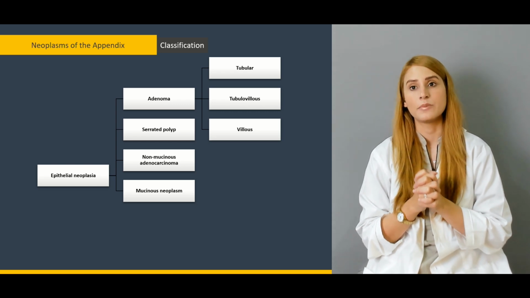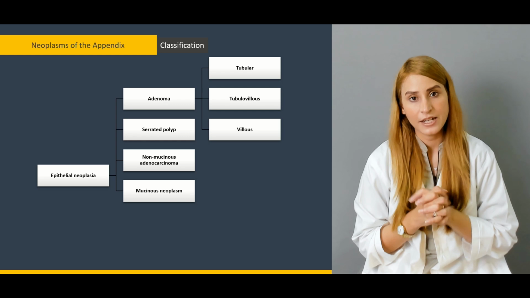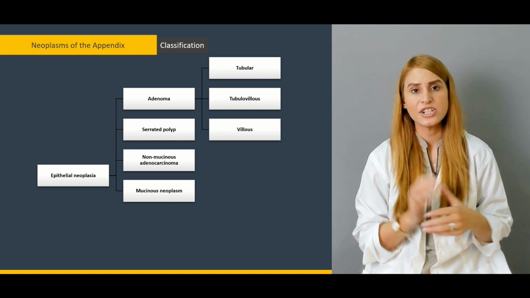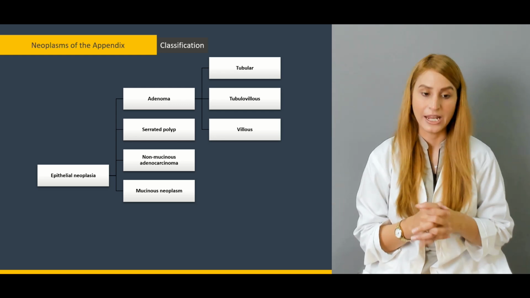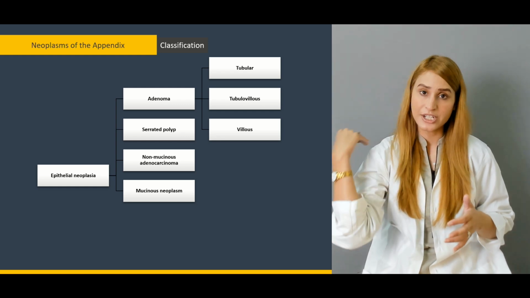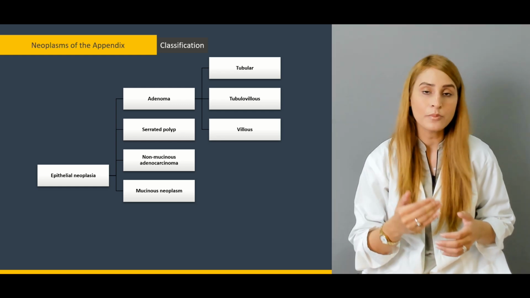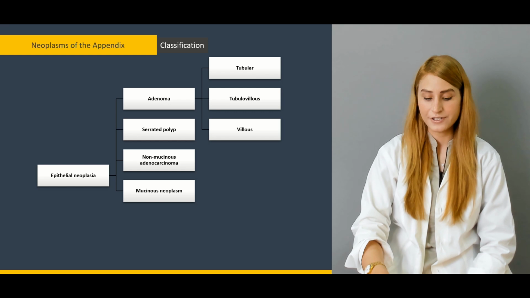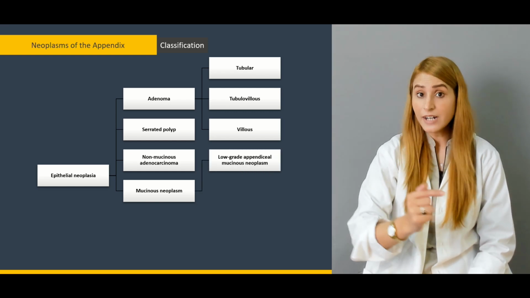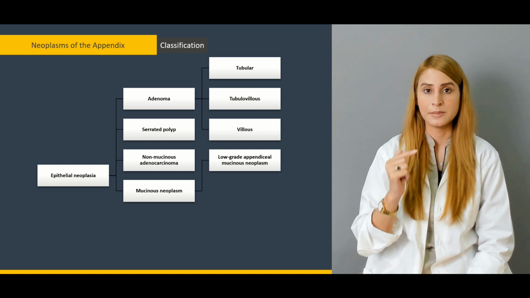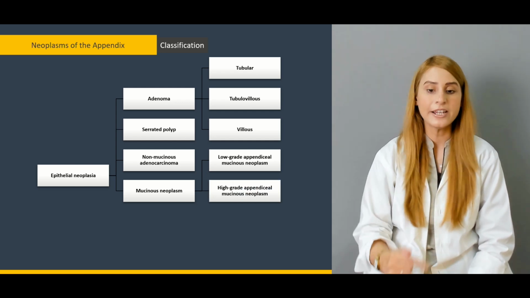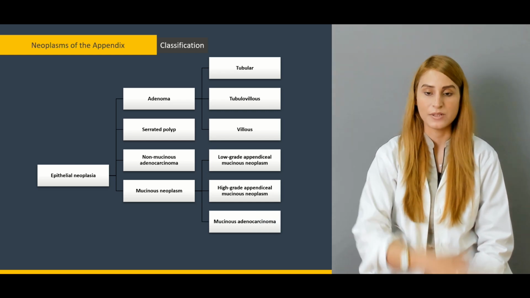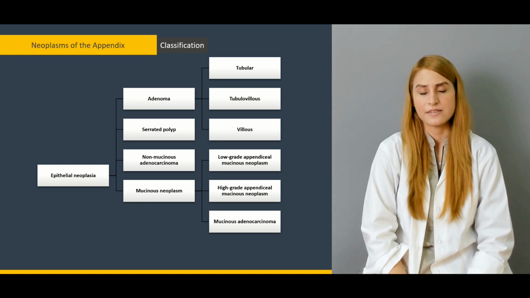The tumors are very uncommon, but the most common tumor there is the carcinoid tumor, and carcinoid can actually happen anywhere in the GI tract, but the appendix is the most common location. But in those tumors originating from epithelial neoplasia, you can have adenoma, which can be tubular, villous, or tubulovillous. It can be a serrated polyp, non-mucinous adenocarcinoma, or mucinous neoplasm. We divide the mucinous neoplasm into low-grade mucinous neoplasm and high-grade mucinous neoplasm, and then you have the mucinous adenocarcinoma.